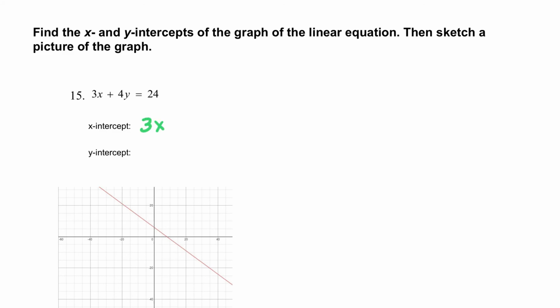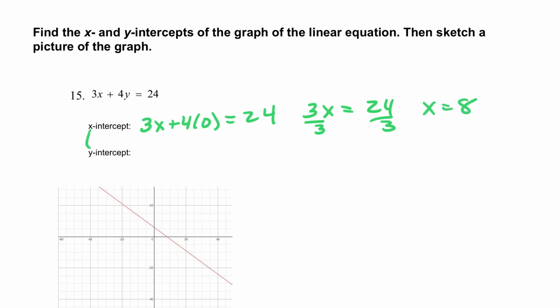So we get 3x plus 4 times 0 is equal to 24. So I get 3x is equal to 24. Divide each side by 3. I get x is equal to 8. So my x-intercept is at 8, 0. My y-intercept is when x is 0, so I can plug in 3 times 0 plus 4y is equal to 24.